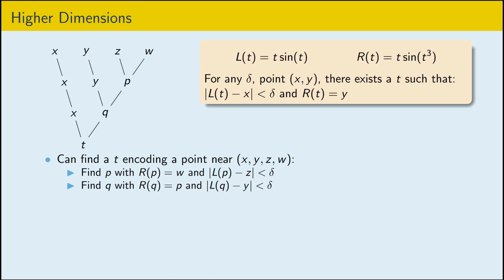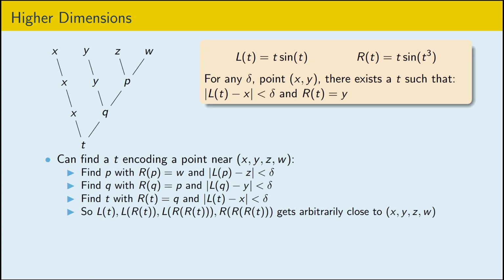Then we'll look for some q such that r of q equals p and L of q is within delta of y. And finally, we'll look for some t such that r of t equals q and L of t is within delta of x. And so our t will encode a point that's near to x, y, z, and w.